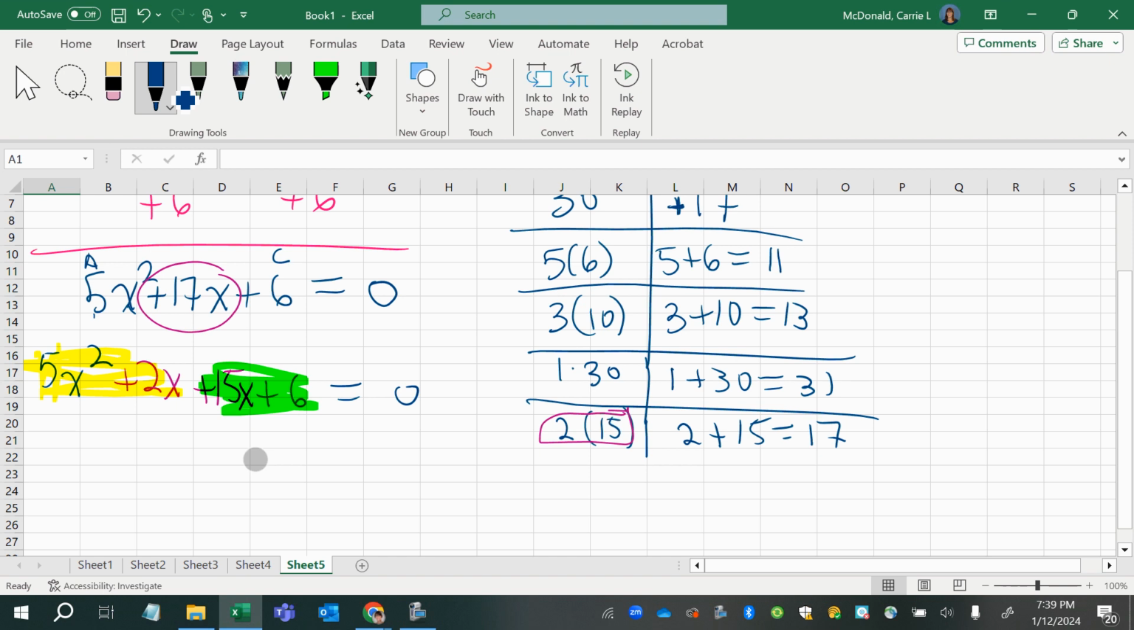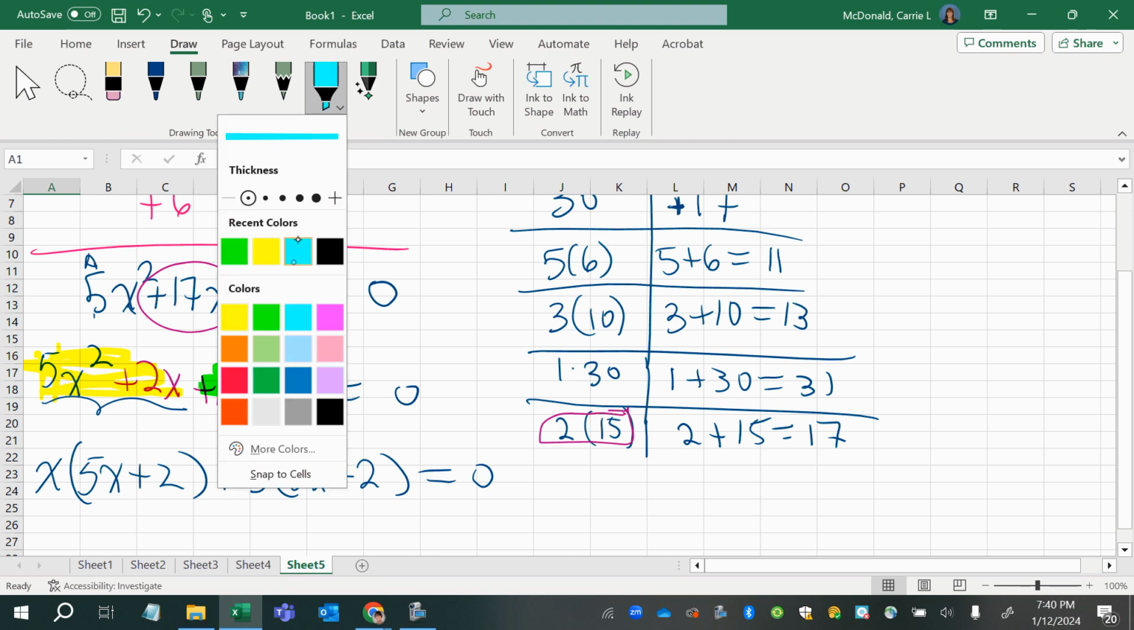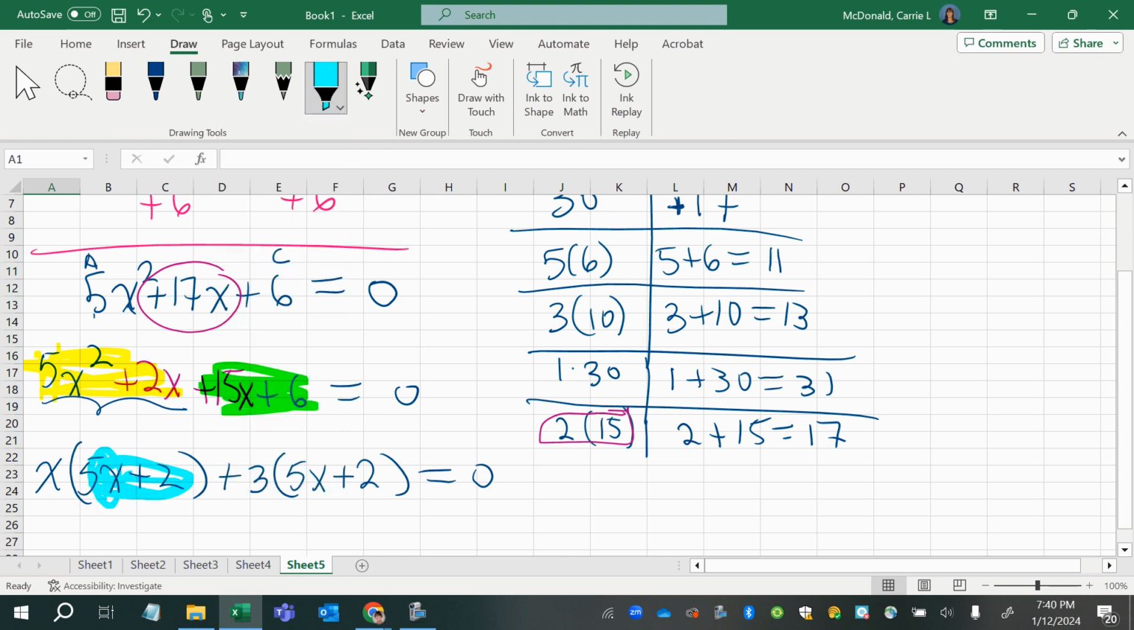All right, so from the first 2 terms, I'm going to factor out x, and then I'll have 5x plus 2 left inside the quantity. Then from the second pair of terms, I'm going to take out, let's see, a 3. And then 15x divided by 3 is 5x. 6 divided by 3 is 2. Oh, good. Now, this is what we want. You see these quantities matching up, that means everything went according to plan.